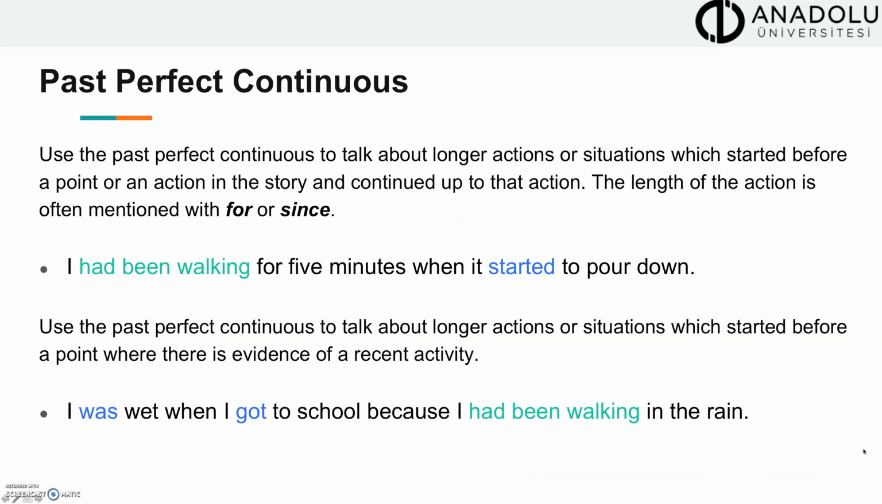Past perfect continuous is used to talk about longer actions or situations which started before a point or an action in the story and continued up to that action. The length of the action is often mentioned with for or since, as in this sentence. I had been walking for 5 minutes when it started to pour down. So I started to walk 5 minutes before the rain and I was walking and it happened.